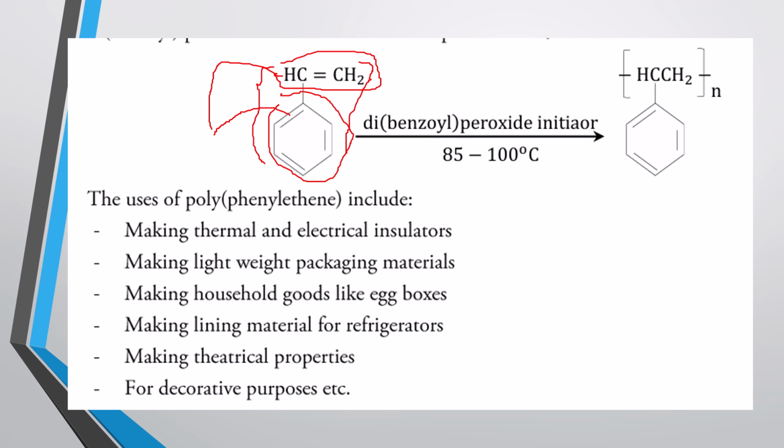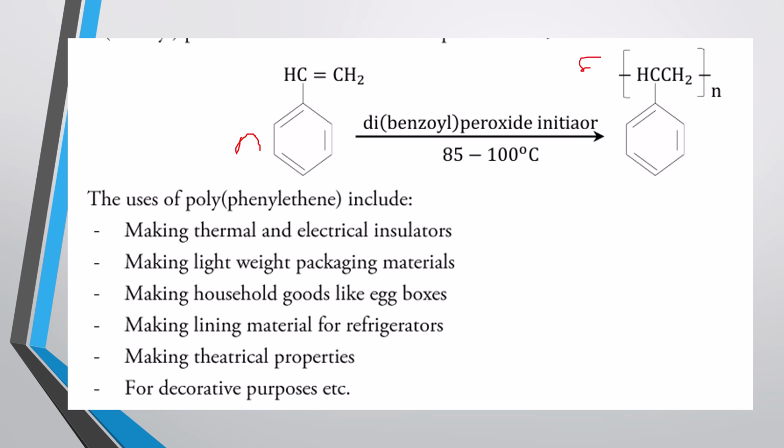So if we get a bunch of phenylethene molecules, and then you combine them repeatedly under conditions of dibenzoyl peroxide as the initiator and a temperature of 85 to 100 degrees Celsius, you're going to get polyphenylethene, and this is going to be the formula.